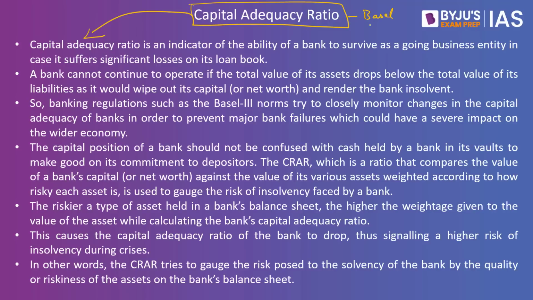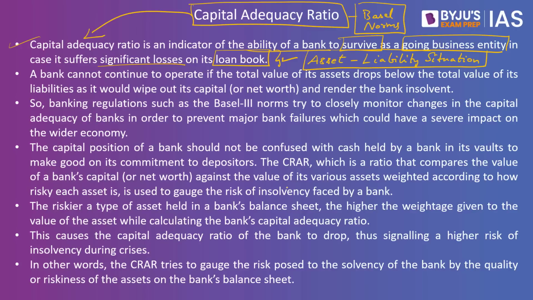So this is where you need to understand the concept of capital adequacy ratio, which was introduced through the Basel norms. Capital adequacy ratio is essentially an indicator of the ability of a bank to survive as a going business entity or as a functional business entity in case it suffers significant losses on its account book, especially the credit book. Essentially, this ratio provides an indication about the asset liability health of a bank, because if a bank's total assets were to drop below its liabilities, it would essentially wipe out its capital or net worth, thereby making the bank insolvent or essentially making it bankrupt.